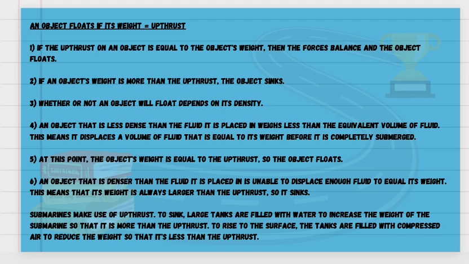An object that is less dense than the fluid always weighs less than the equivalent volume of the fluid. This means it displaces a volume of fluid that is equal to its weight before it's completely submerged. At this point, the object's weight is equal to the upthrust, so the object floats.